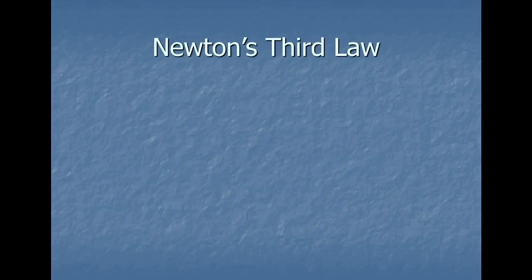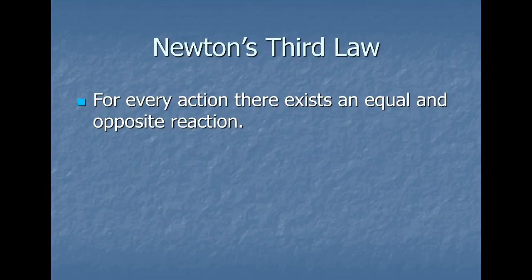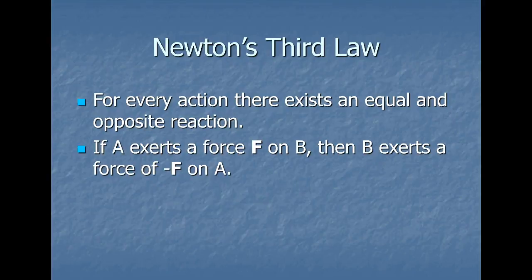Finally, we come to Newton's third law. Newton's third law states that for every action there exists an equal and opposite reaction. If A exerts a force F on B, then B exerts a force of minus F on A. In other words, if we have two objects A and B, then the force of A on B is equal to the negative vector of the force of B on A.